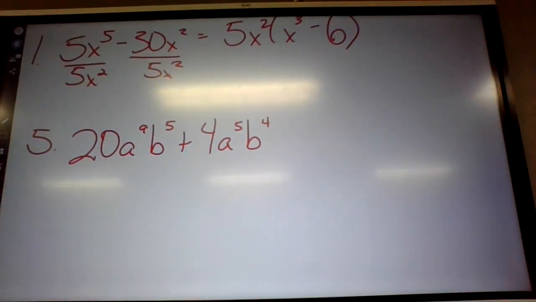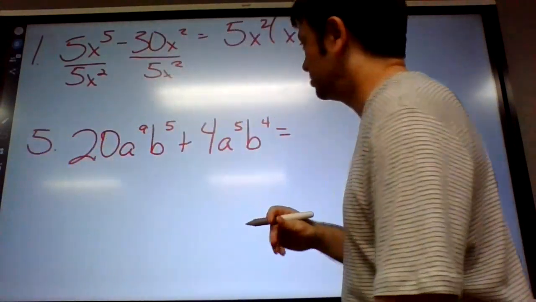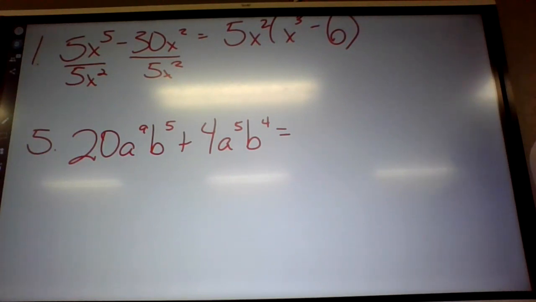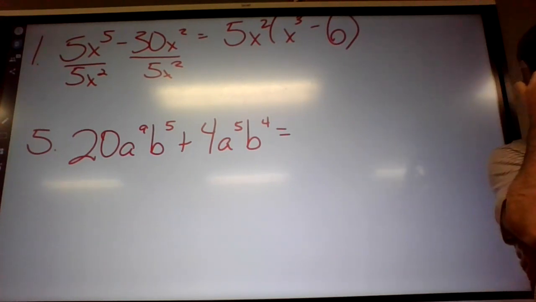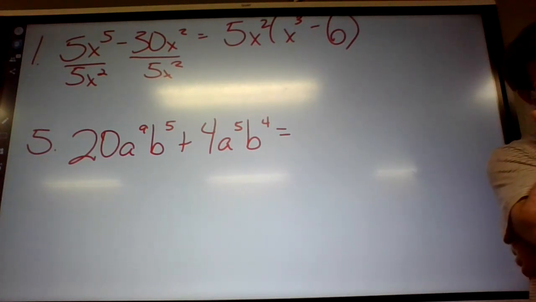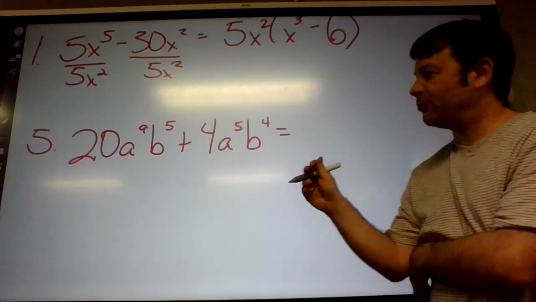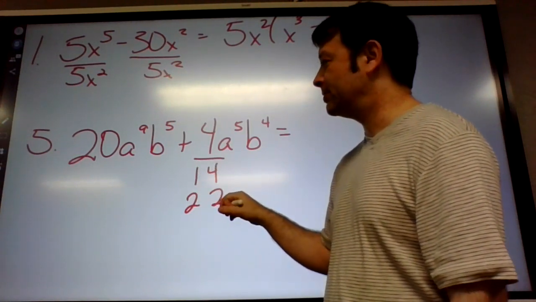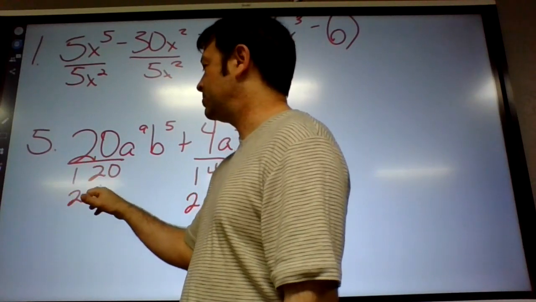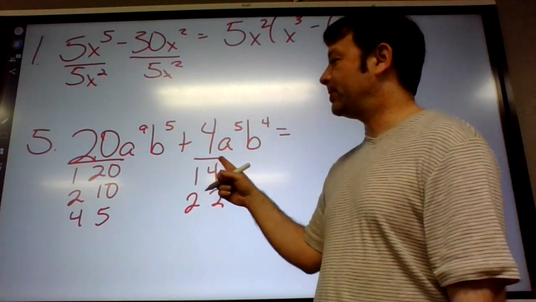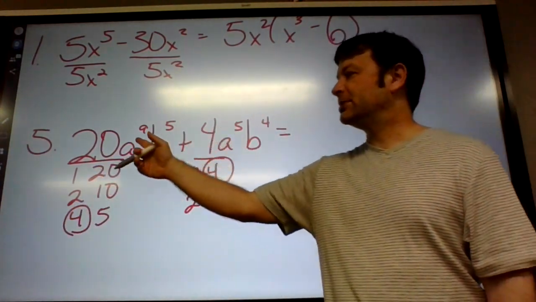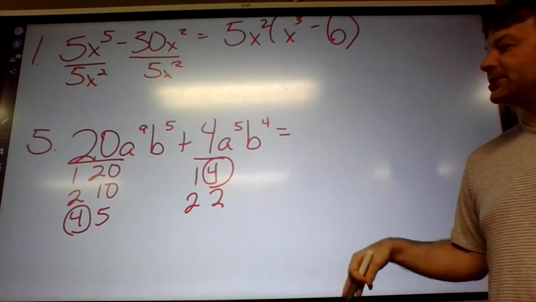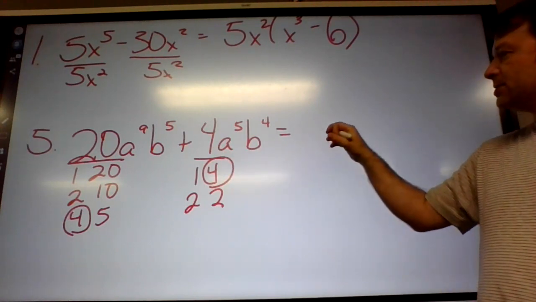All right, Brooke, what can go into 20 and 4? What's the biggest thing that can go into both 20 and 4? Like, what can multiply into 4 that can also multiply into 20? Factors of 4 are like 1 times 4 and 2 times 2, right? Factors of 20 are 1 times 20, 2 times 10, 4 times 5. So what's the biggest thing that can multiply into both of those? 4. A lot of times it's one of the numbers itself. So 4 can go into 4 and it can go into 20, and that's the biggest thing we can take out. So we can take out a 4.